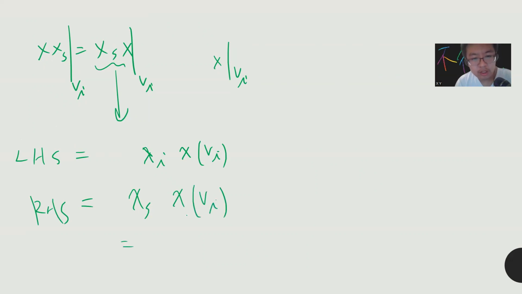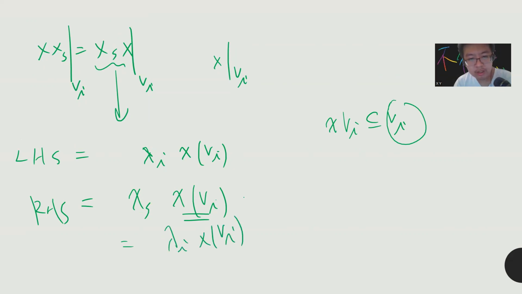But X on Vi is a generalized eigenspace, so X on Vi will still be inside Vi. So when S_S X acts on the subspace Vi, we will automatically produce lambda I X on Vi. So you can see these two are the same, because the generalized eigenspace is still fixed by X. The same proof applies.